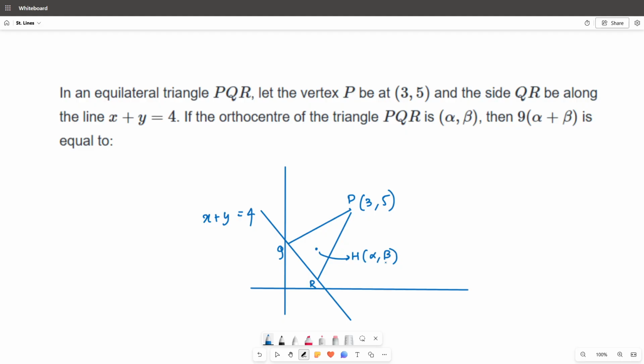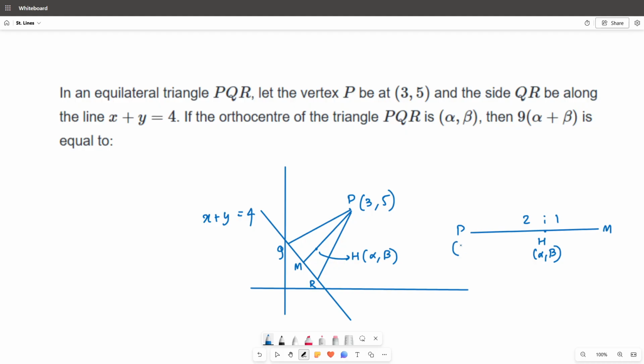So what you're going to do is, since the orthocentre divides the perpendicular line from any vertex into 2:1 ratio, so what we'll do is we'll find a foot of perpendicular to this point, and let that foot of perpendicular be M. So let this be PM and this be the H, that is alpha comma beta that we need to find, and this will be 2:1 ratio, so that we can find the alpha comma beta.